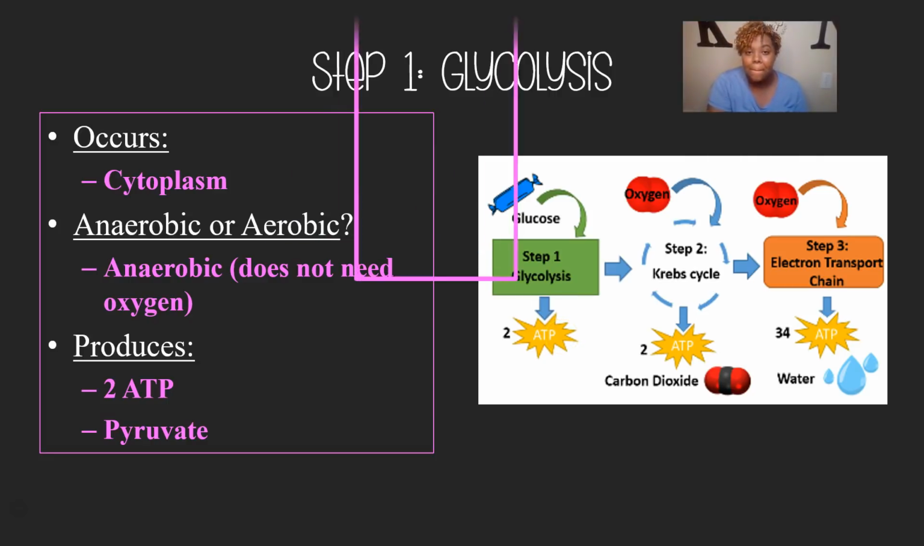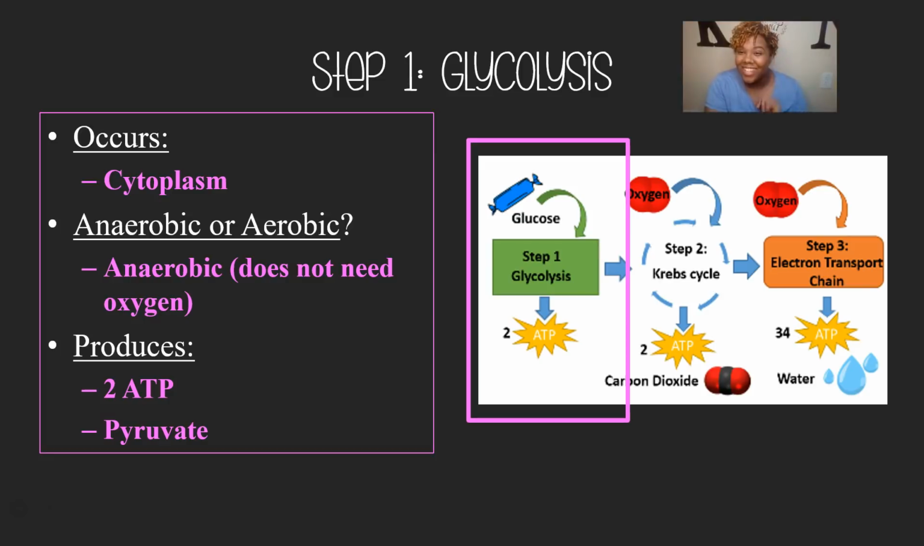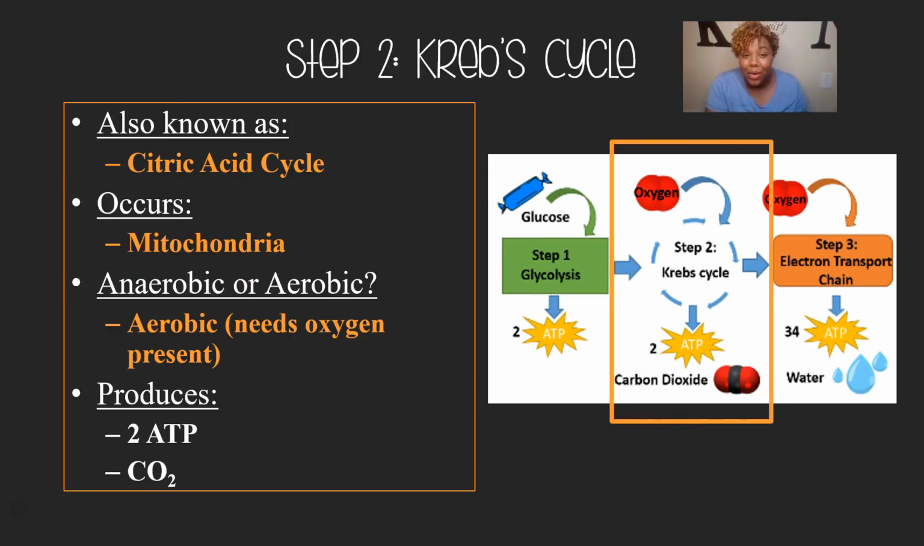All right, next one. Oh, I forgot about that. All right, then we have the Krebs cycle. The Krebs cycle is also known as the citric acid cycle. It occurs in the mitochondria, so in that little bean-like shape. It is aerobic, meaning it needs oxygen. So if there is no oxygen here, it will not happen. It will not occur. And just like glycolysis, it makes 2 ATP. But instead of pyruvate, it makes carbon dioxide.